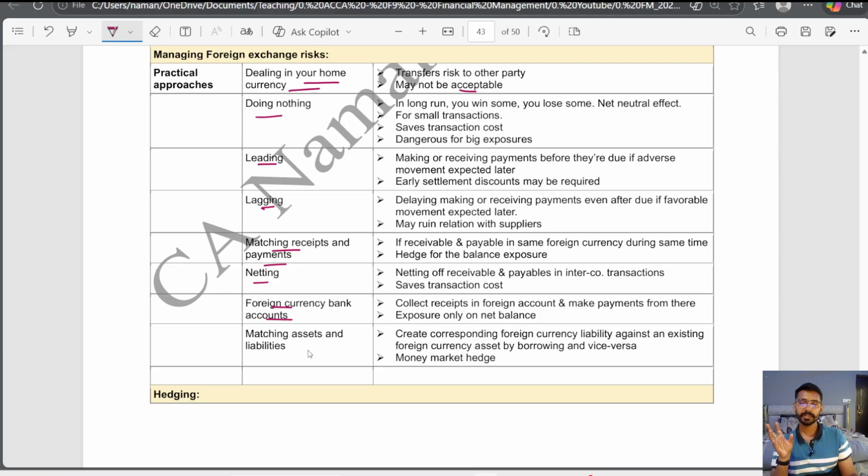And lastly, you have a method called matching of assets and liabilities. This is a method that we use in money market hedge. Money market hedging is a technique that we are going to learn in this chapter. So in money market hedge, this is exactly what we do. We have a liability, we are an importer, we will have to pay 3 months later. We try to create a corresponding asset 3 months later by depositing in foreign currency. The opposite is what we do for exports. We will discuss more of that in detail later.